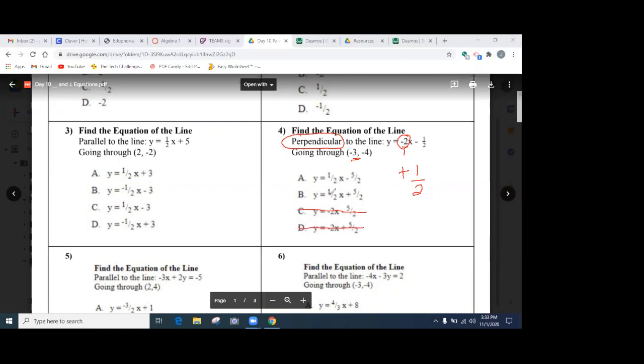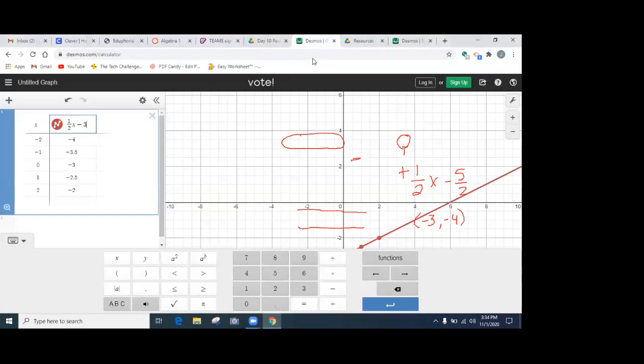All right, so now we know it's got to be one of these two. So we're going to go type it in. I'm going to go ahead and write this down, x minus 5 over 2. So if it's not this one, then I know just to change that to a plus. And we're looking for the point -3, -4. All right. So I'm going to write that down so I don't have to go back and forth.